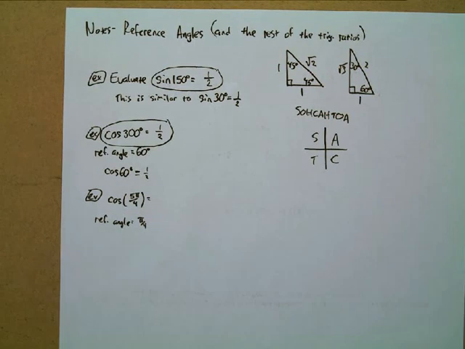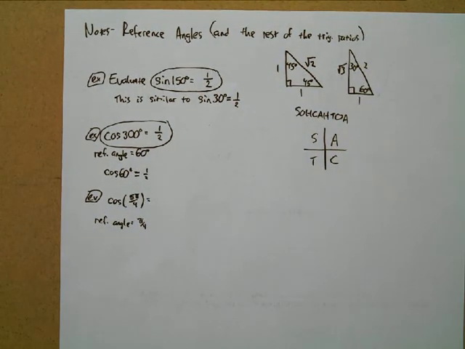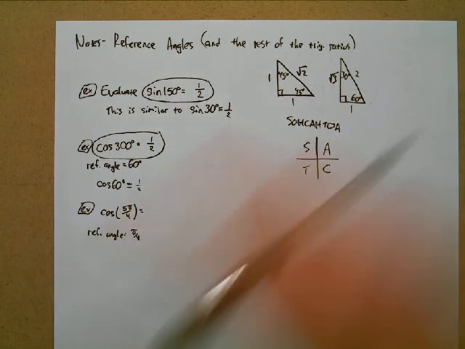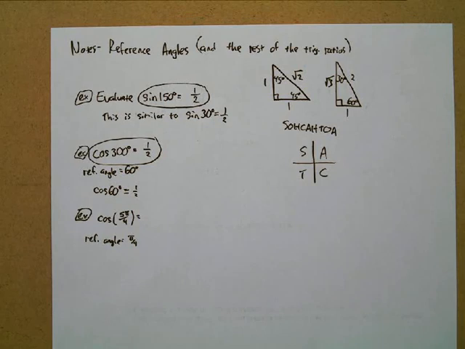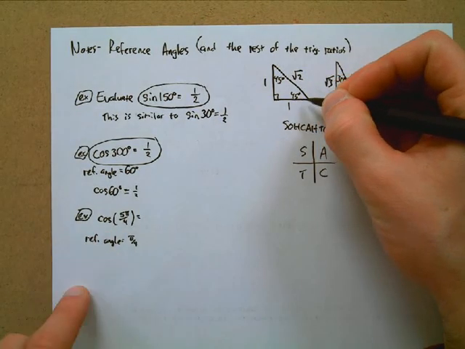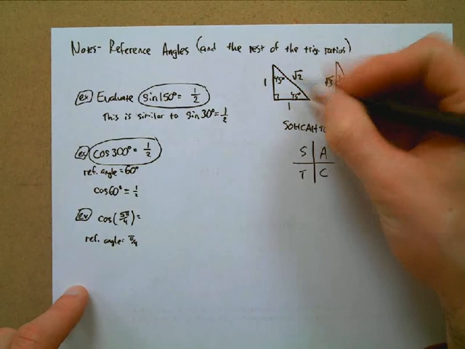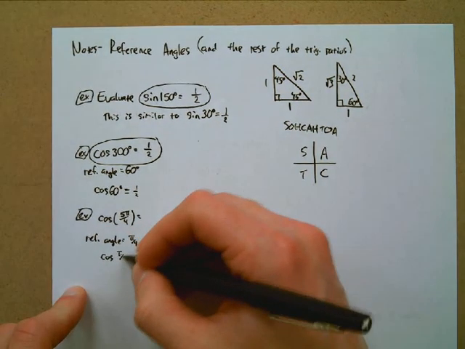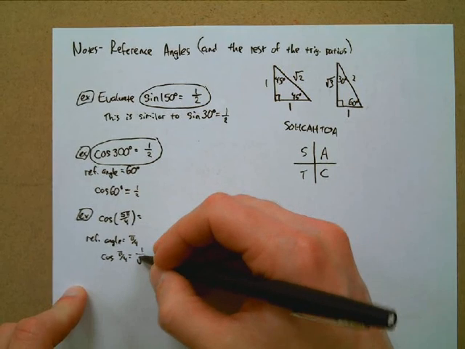And so pi over 4, which triangle is that in? Which one's got pi over 4? The 45, 45, 90 does, that's right. And so we'll pick 45, right? Cosine is adjacent, 1, over hypotenuse, root 2. So the cosine of pi over 4 is 1 over the square root of 2, or if you rationalize, root 2 over 2.